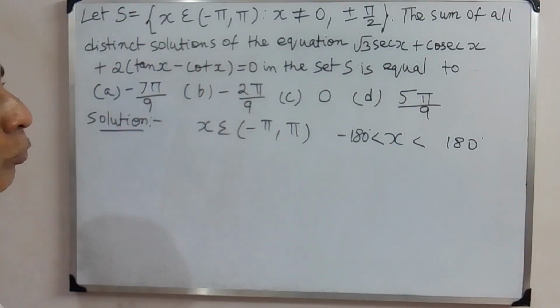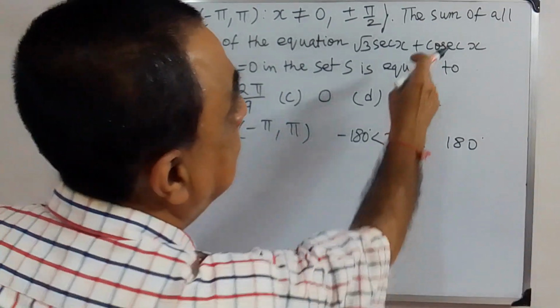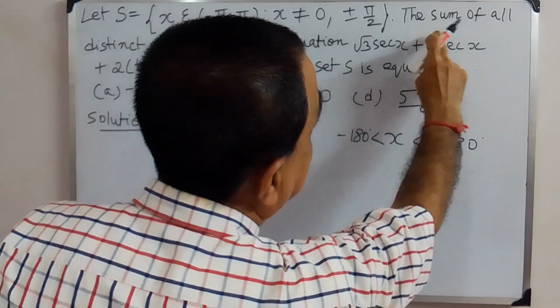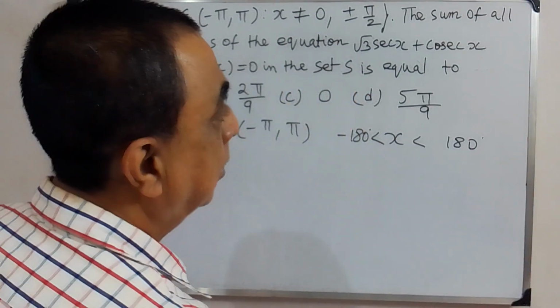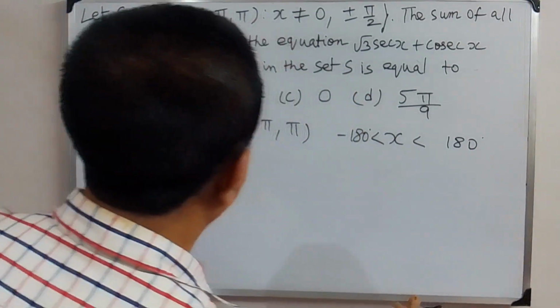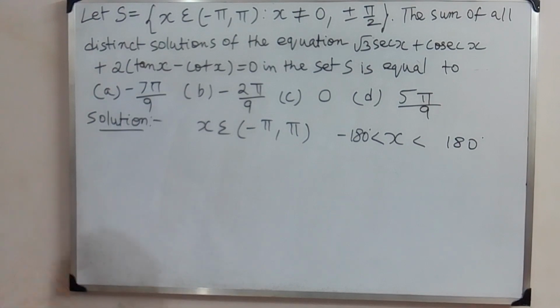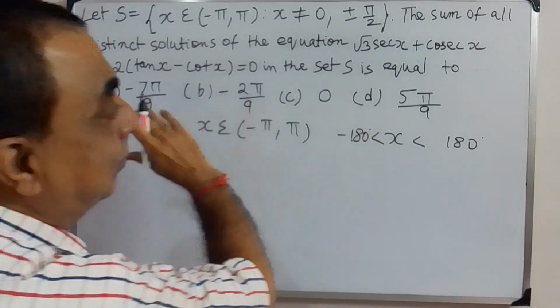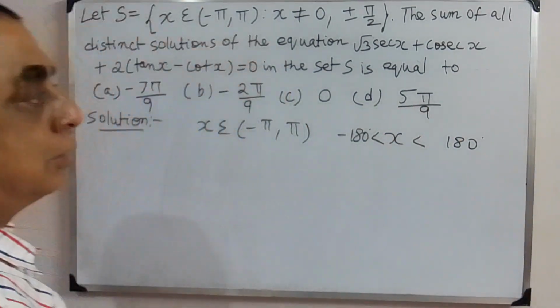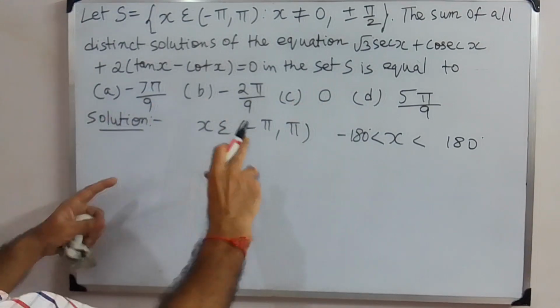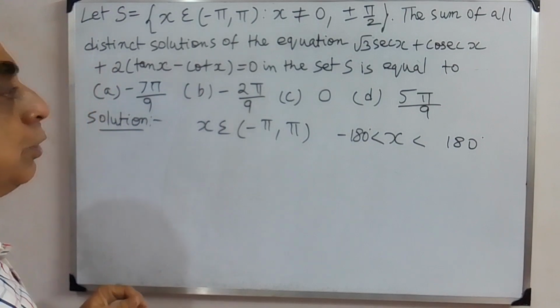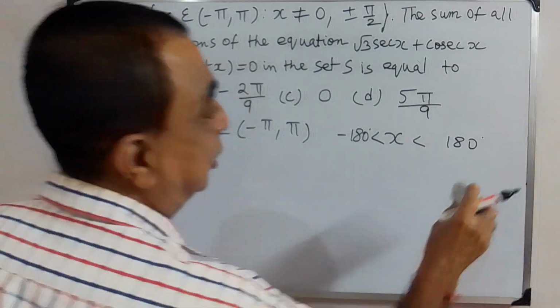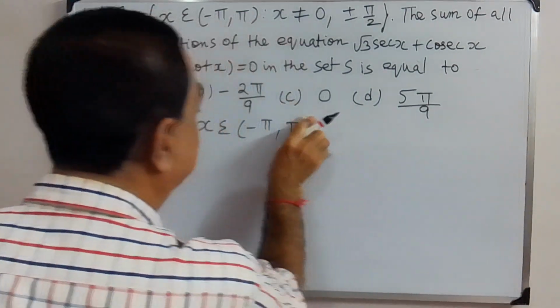And then after finding all the values of x, we are told to find the sum of those different values of x, and then you have to tally with the given options. There are four options given, and you have to see which option tallies with the sum of all the different roots. Okay, so we are starting the sum now.